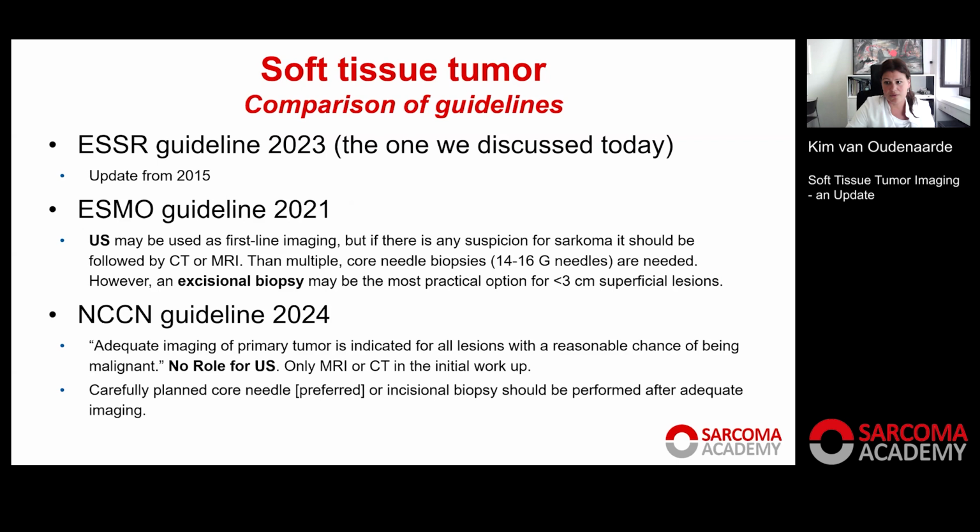So there are a few other guidelines for soft tissue sarcomas. However, the diagnostic part in these guidelines is pretty constrained. So the ESMO guideline mentioned a few words in line with the ESSR guideline concerning the role for ultrasound and the option for an excisional biopsy. And the National Comprehensive Cancer Network guideline sees no role for ultrasound, and they only mention MRI or CT in initial workup, and they don't mention an excisional biopsy.